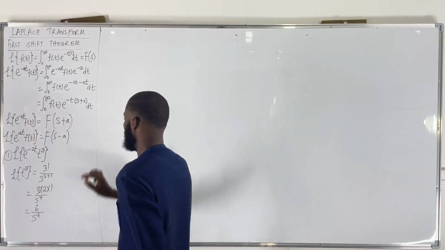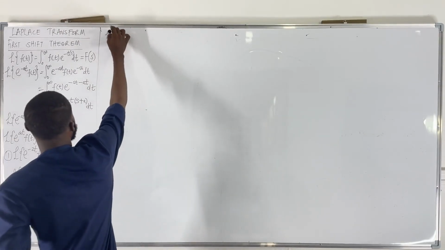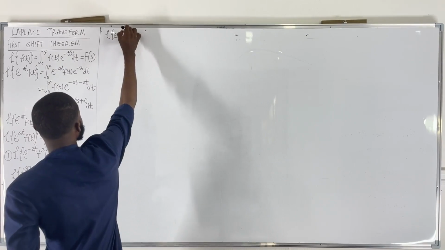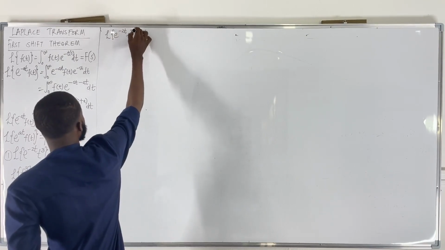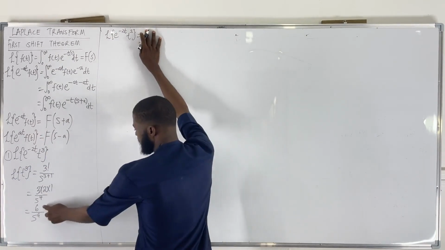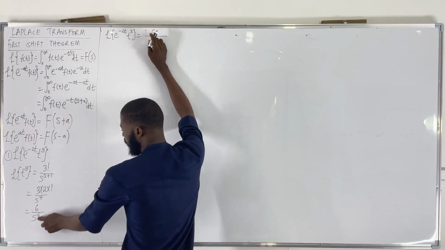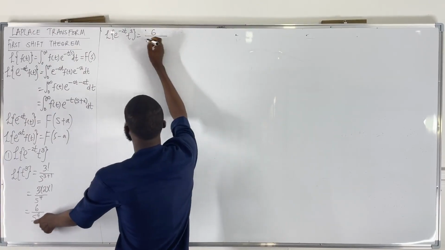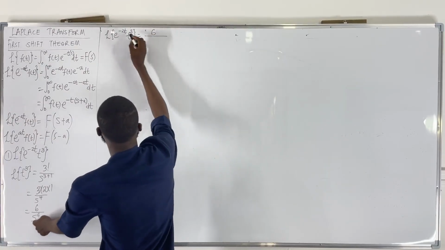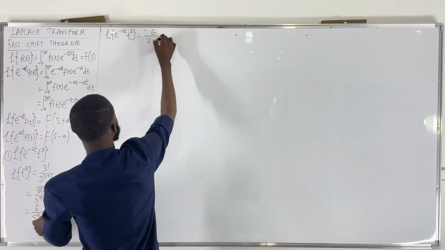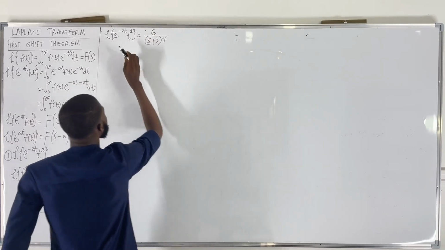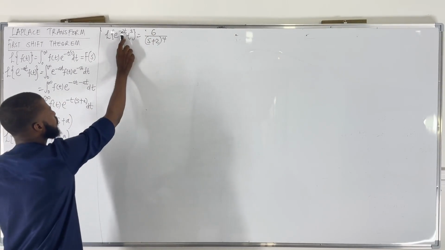Now, if we're looking for the Laplace transform of e to negative 2t t cubed, we have 6 over s to the 4. But instead of writing s, I'm going to be replacing s with s plus 2. So this will be s plus 2 to the power of 4. Because this is minus 2.